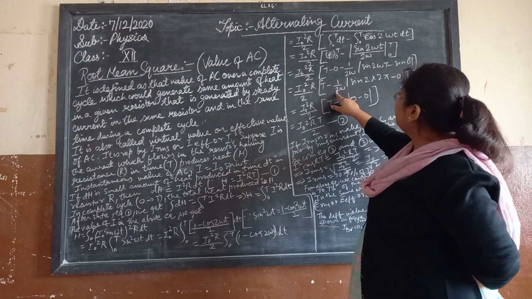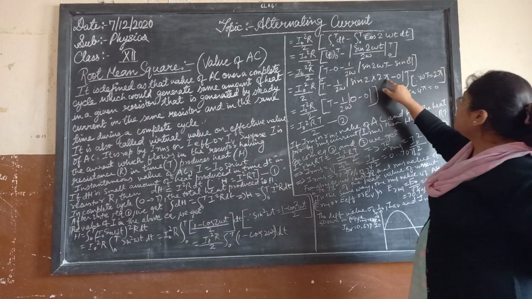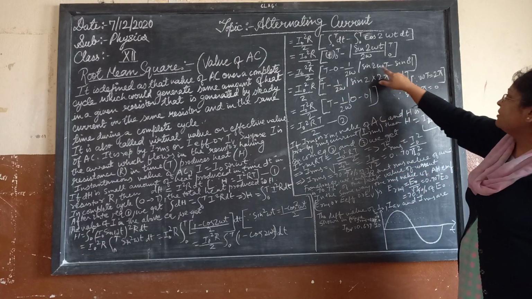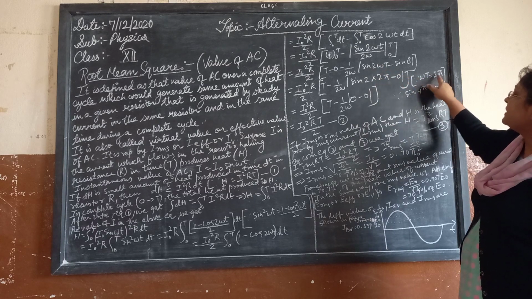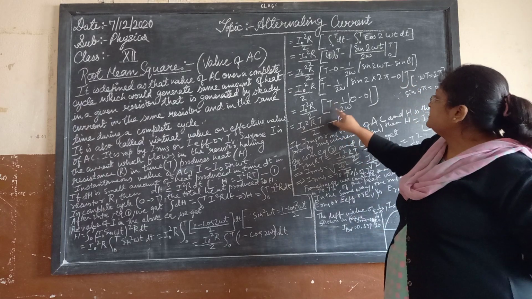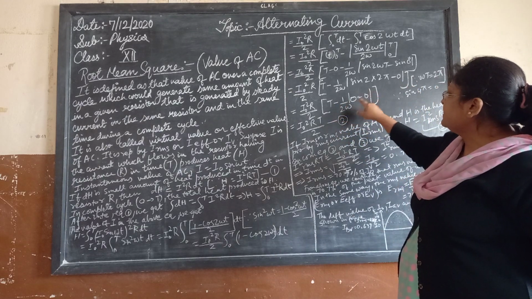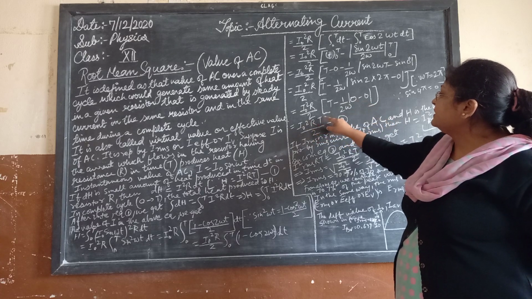T minus 1 by 2 we have taken common, and we have taken here 2 into 2 omega, that is the omega value, which is 2 pi. 2 t is equal to 2 pi we have taken. 2 pi minus 0 is itself. Then we have t minus 1 by 2 omega, 0 minus 0, we will cancel it out and we will get the value I0 square RT upon 2.